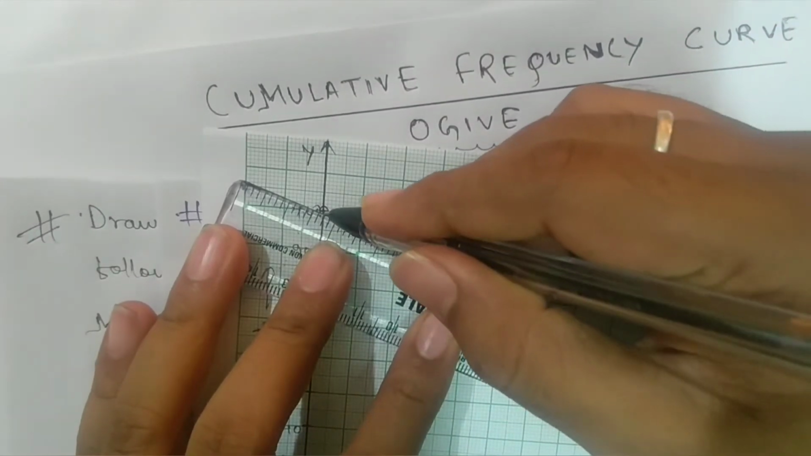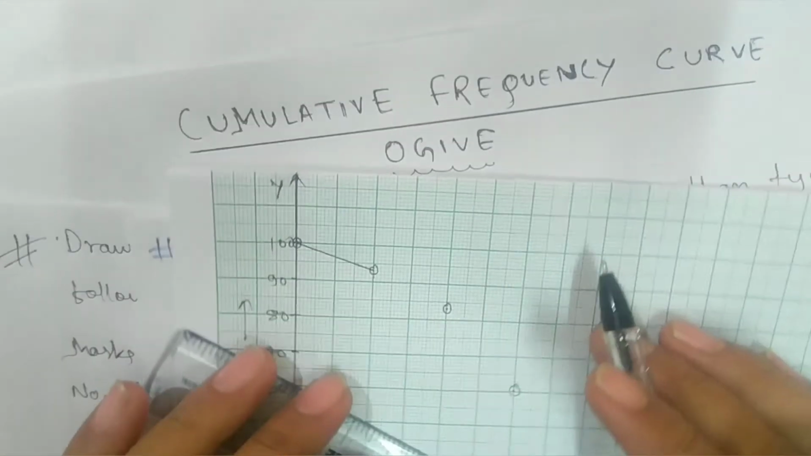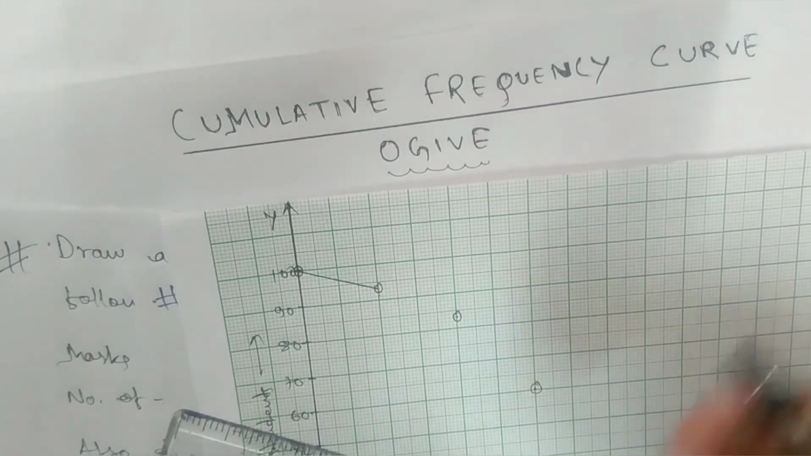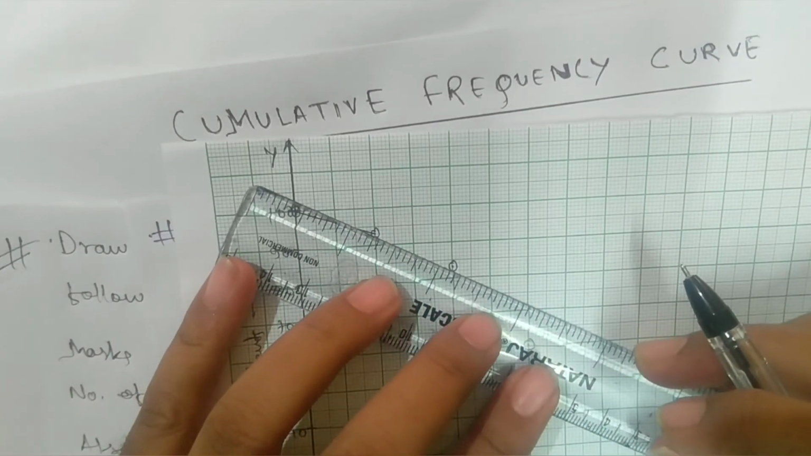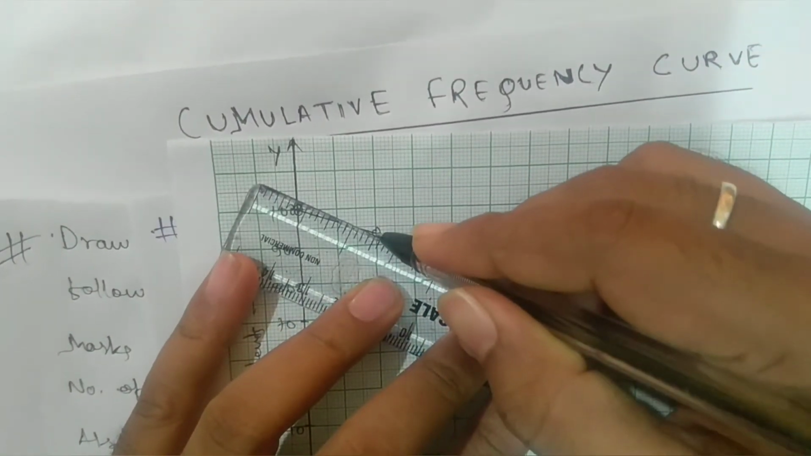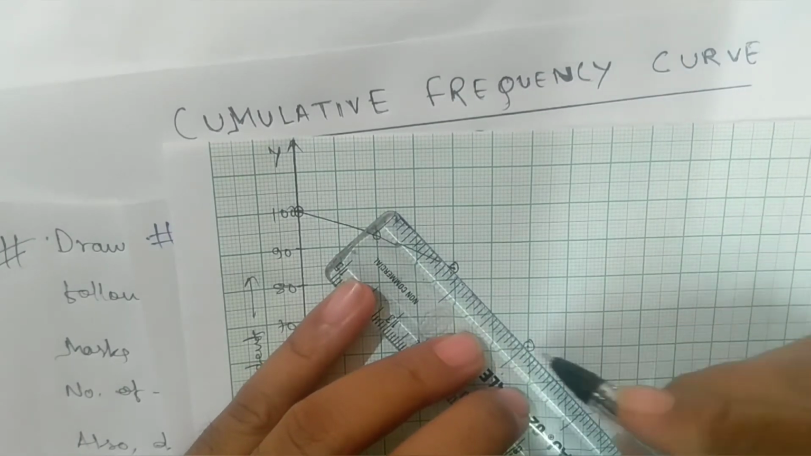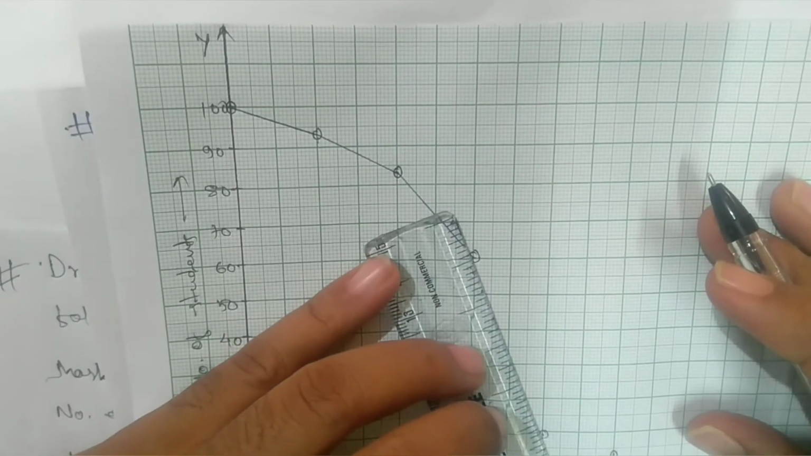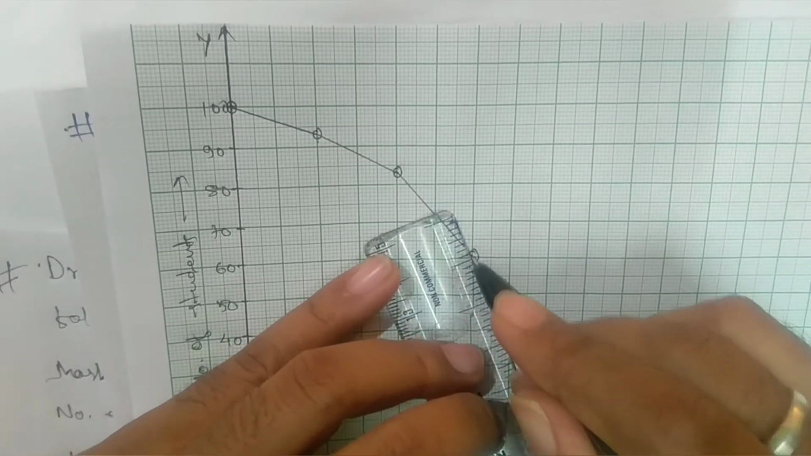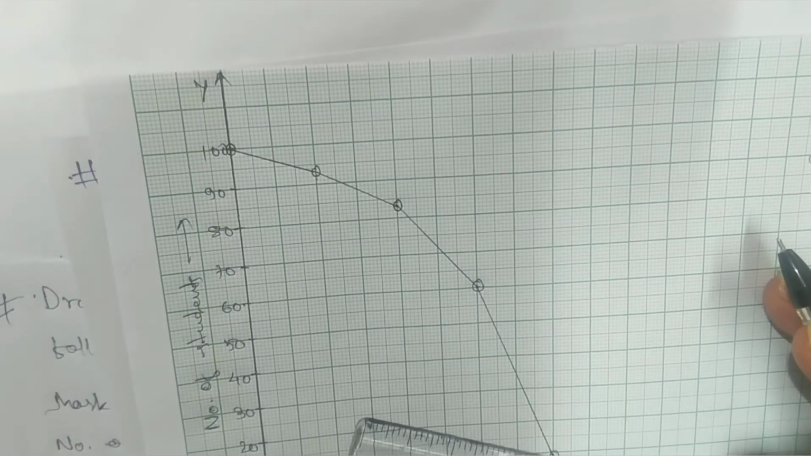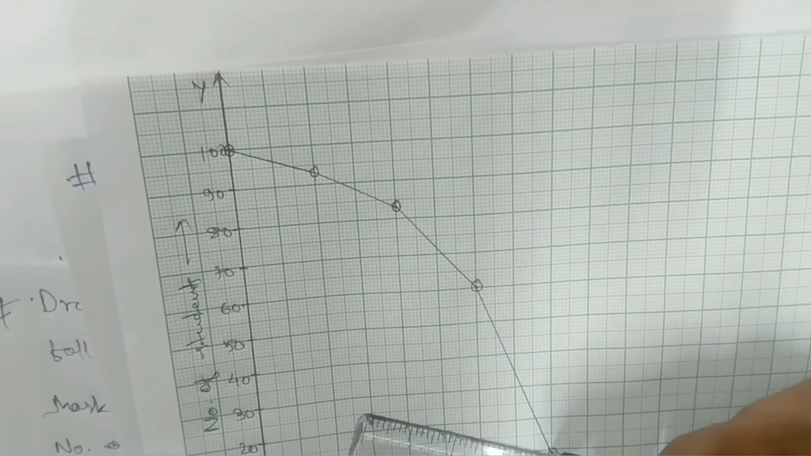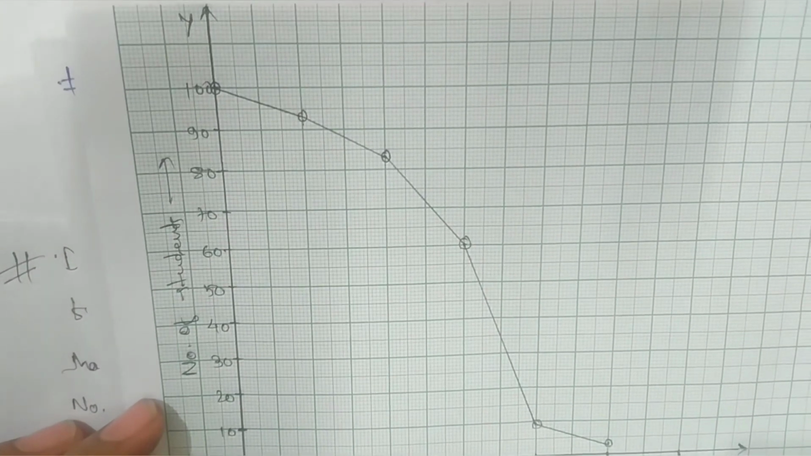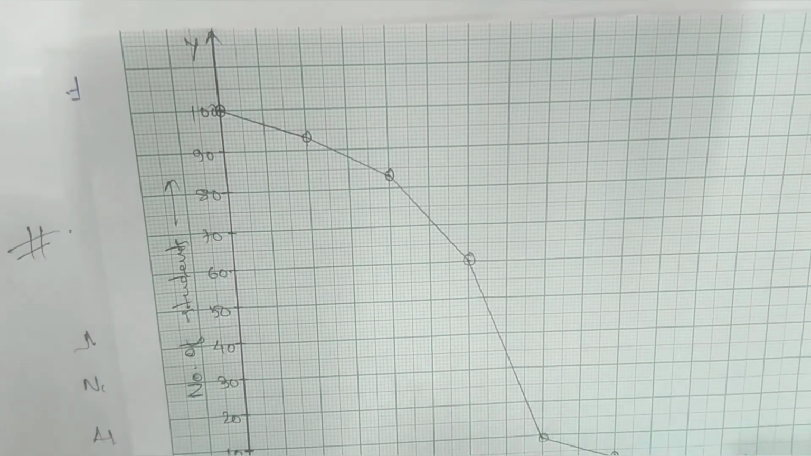Here we are using freehand, but again my advice is to use a ruler to get very close to the median. So this will be your more than type cumulative frequency polygon, or you can say the curve also, or ogive.